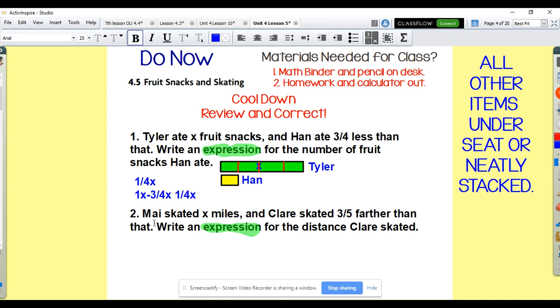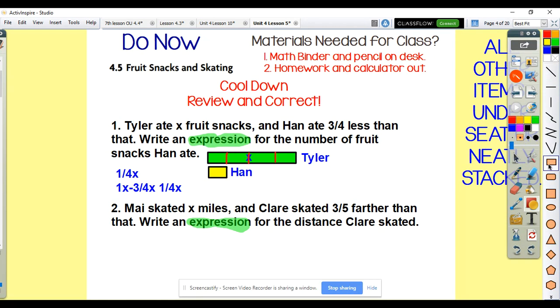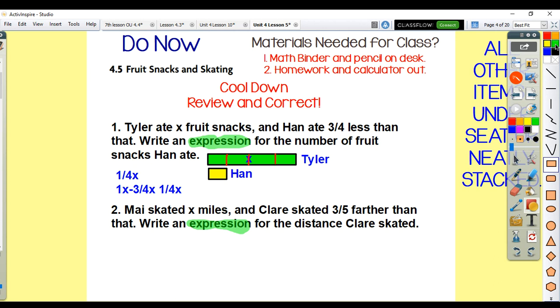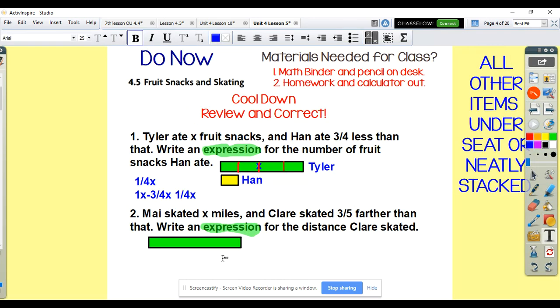So let me try the same thing here. It says Maya skated X miles. Okay, well, I'm going to make a little tiny tape diagram, if you will. So this is Maya. She skated X. Okay, great. So I'm going to put the X over here just in case I decide to divide it up like I did the last one. And then over here, I'm going to write Claire, so I know exactly who I'm talking about. And it says Claire skated 3/5 farther than that.